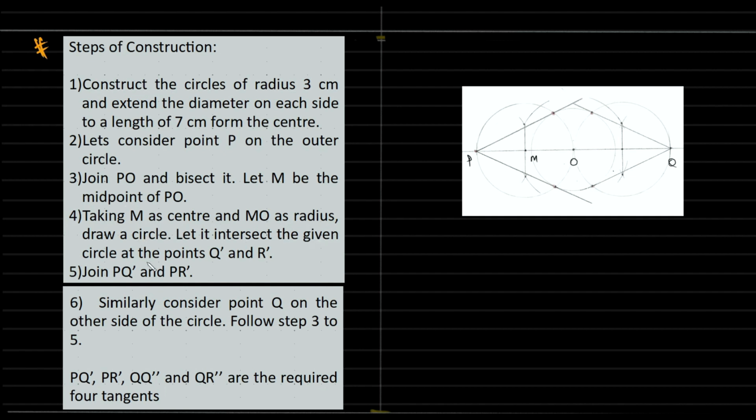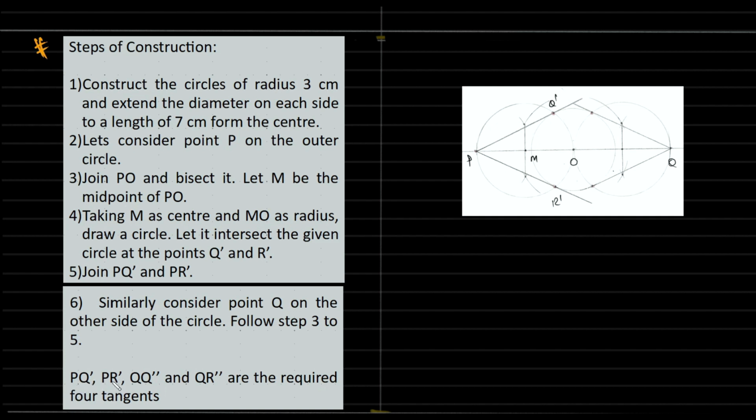Let it intersect the given circle at points Q dash and R dash. Since we can't use Q, I have taken Q dash. Join PQ dash and PR dash. Similarly, consider point Q on the other side of the circle. Follow steps 3, 4 and 5.